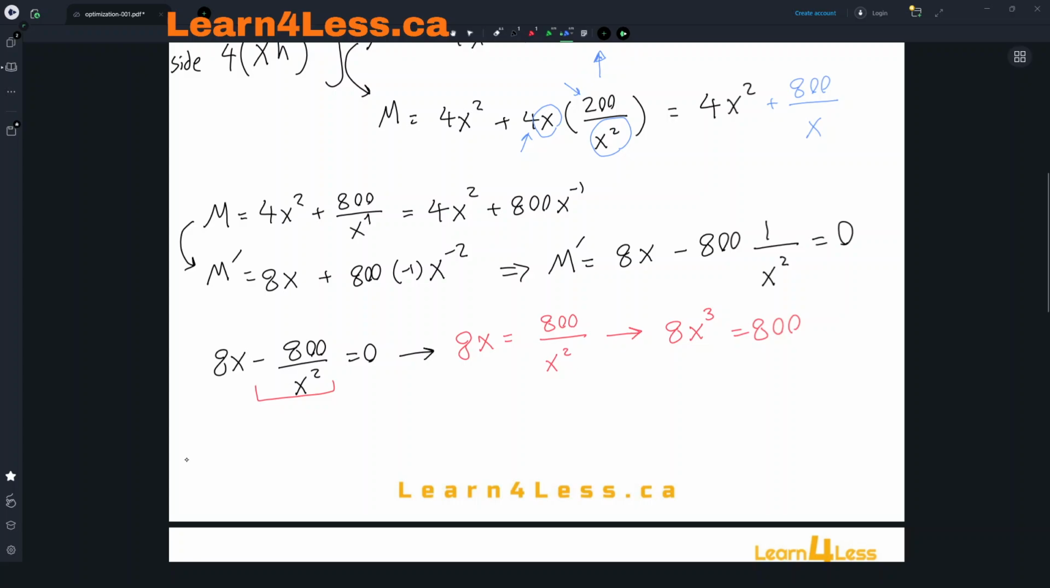So I have 8x cubed. I have 1x here times x squared, which is x cubed. And here the x squared gets cancelled. So it's equal to 800, dividing both sides by 8. This would cancel to just 100. So overall, I have x cubed is equal to 100. So x is equal to the third root of 100. This is not the amount of material. This is the length of the base, which optimizes the amount of material we need.